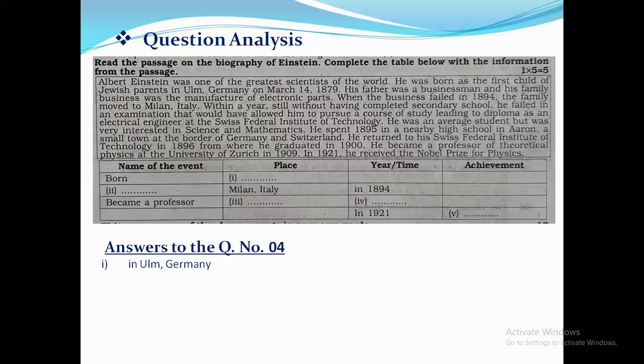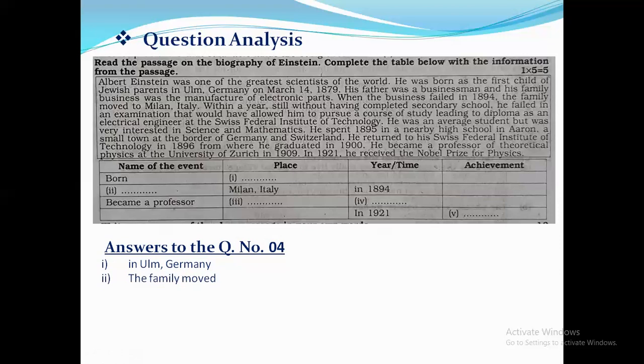Okay, so as you have got number 1 question under place, you must write the name of a place, and that one is in Ulm, Germany. Number 2 is under the keyword name of the event. That means what was the event which happened in 1894 in Milan, Italy? It is the family movement. That means the family moved to Milan, Italy in 1894. We get this information from the text.